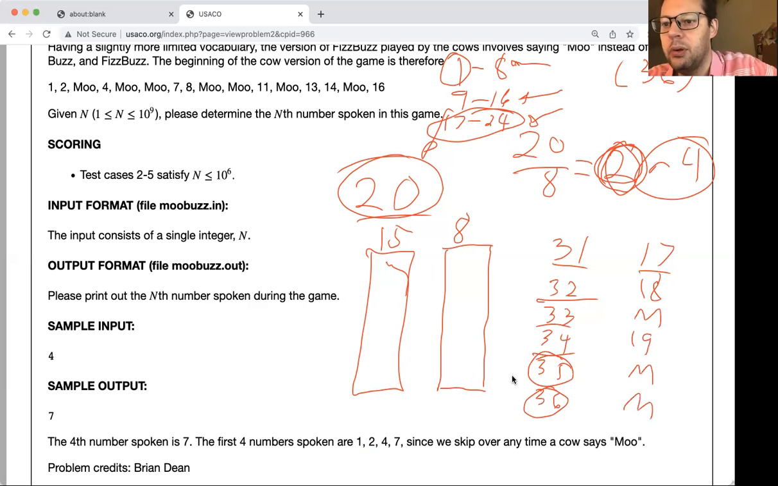36 should have been a moo. Let me see. 31, 32, 33, 34, 35. Yeah, 36 should have been 37. My bad. 37. And that's the 20th number.